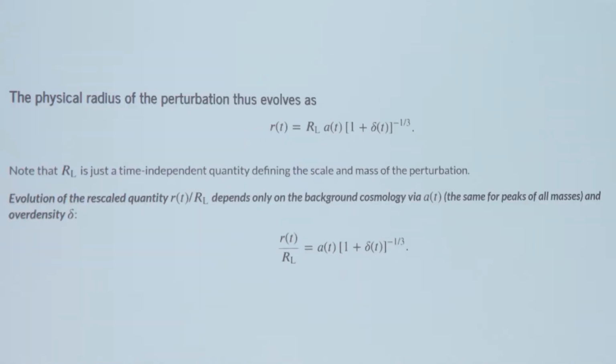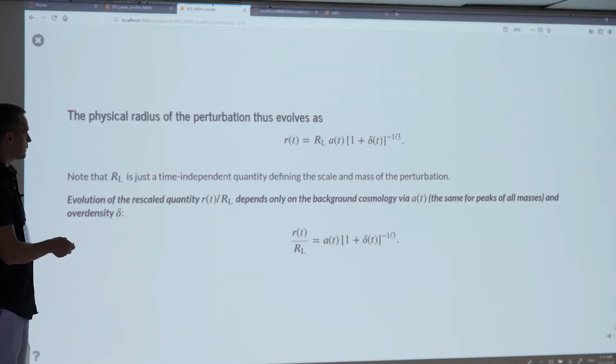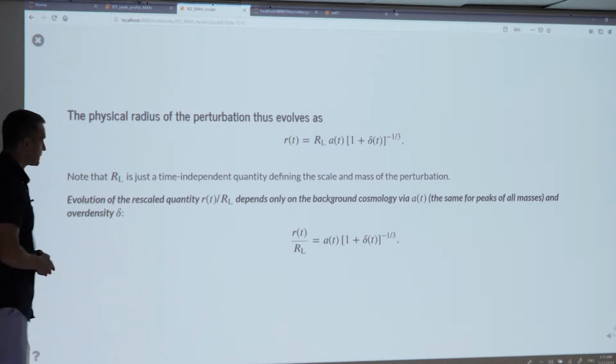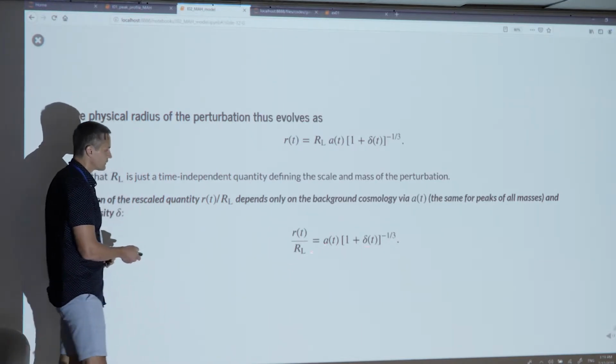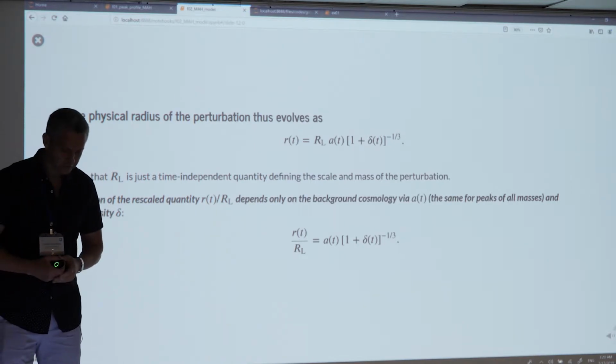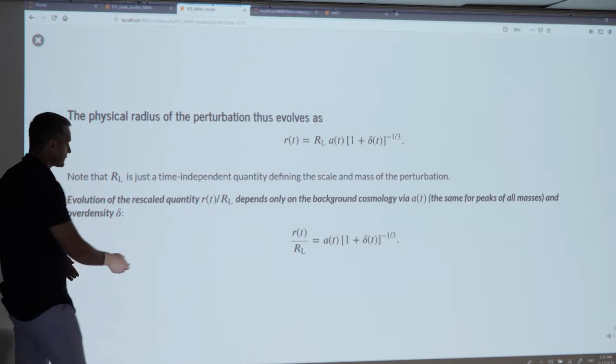Let's look at its structure, what it tells us. The first is we can consider delta equals 0, so this term is gone, in which case the radius just evolves as R Lagrangian times the scale factor. But it also tells us, if I look at the dimensionless quantity, the evolution of radius in units of the Lagrangian radius of the perturbation, then its evolution is composed of two factors. One is the expansion factor, which reflects the expansion rate of the universe. And the second factor is delta.